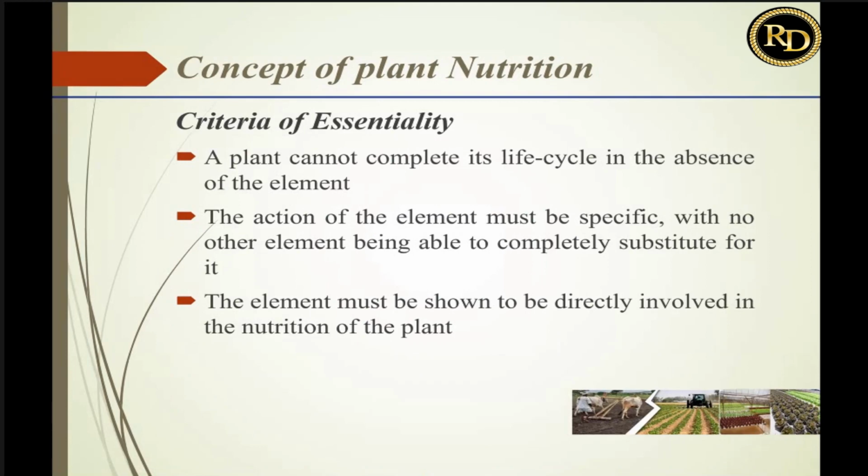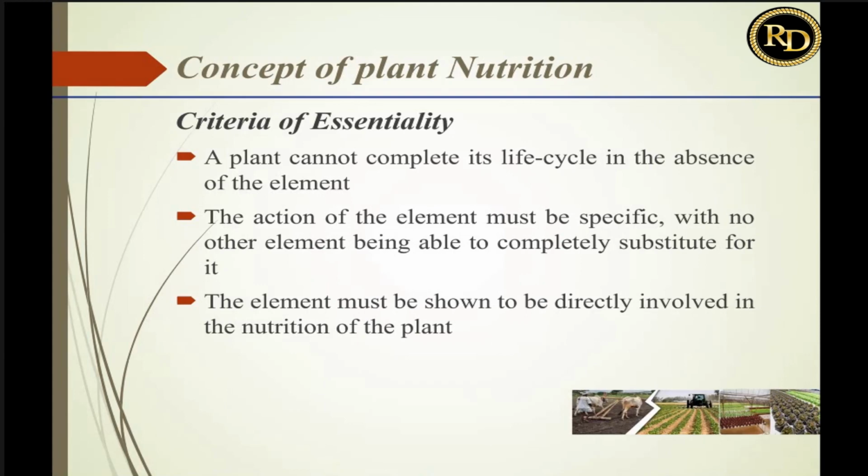Of crop nutrition, the first very basic thing, which is age old, is the criteria of essentiality. Based on that, crop nutrients are categorized or classified as essential nutrients. So the plant cannot complete its life cycle in the absence of that element. It's very basic. If that particular nutrient is an essential nutrient, the plant cannot complete its life cycle in its absence.